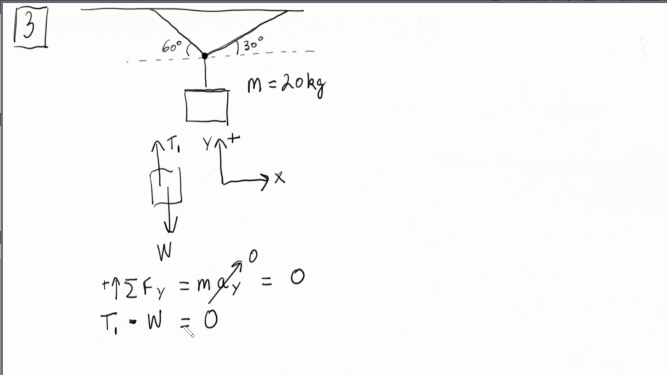And then I can just go ahead and sub in the values. So we know our weight force is just equal to mg. So I can take W to the other side. T1 is going to be equal to mg, which is equal to 20 kilograms times 9.81. And we can go ahead and put that in our trusty calculator to give us 196.2 newtons.